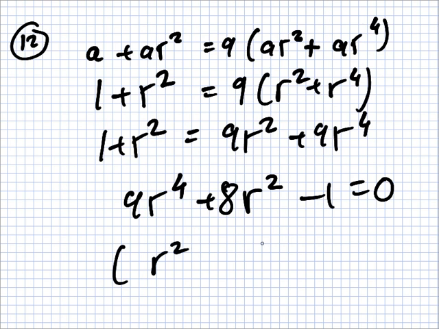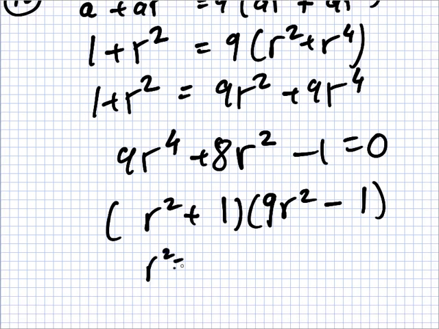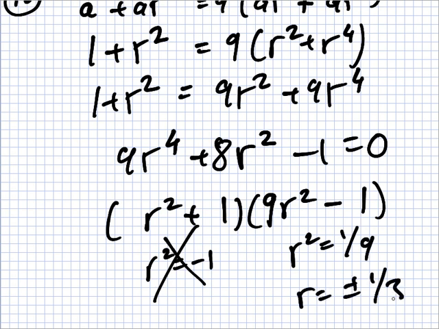Let's find out. It has to be 1 and 1, and one of them has to be a plus and a minus. I think it's going to be 9 and 1. So you get R squared equals minus 1, which is ridiculous, and you get R squared equals a ninth. So R is plus or minus 1 over 3.